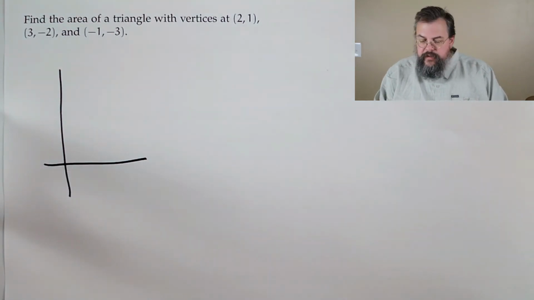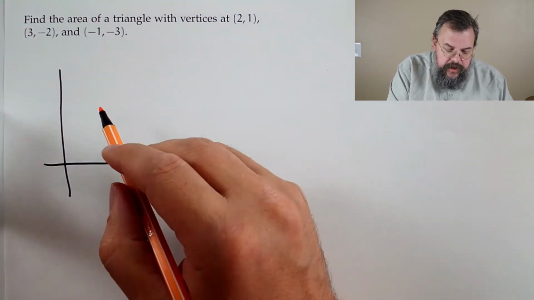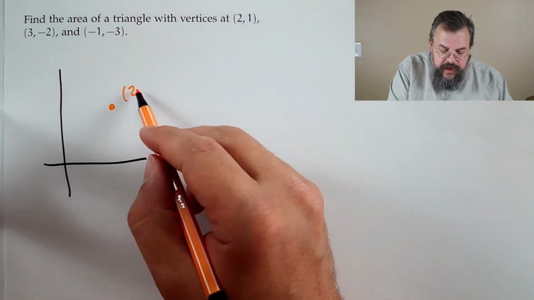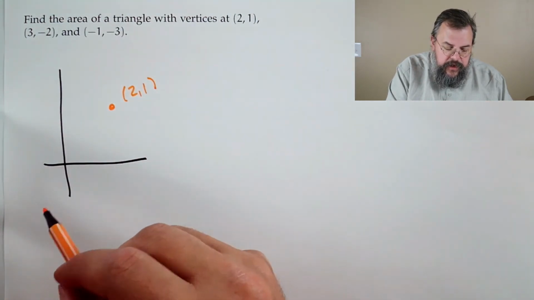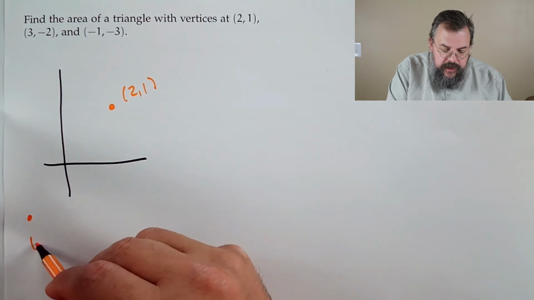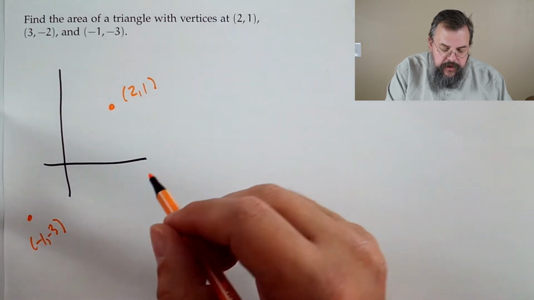So we just mark our vertices. And again, I'm not going to worry about being precise. So, you know, you have a vertex over here. You have some vertex over here. You have some vertex over here.